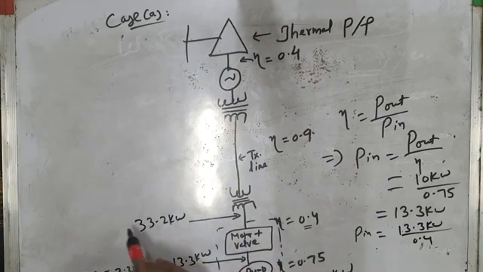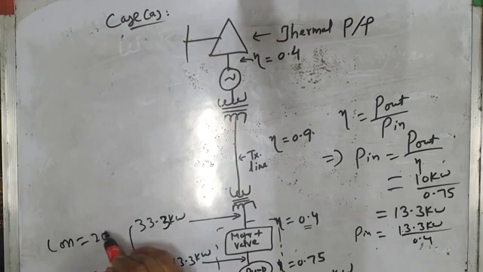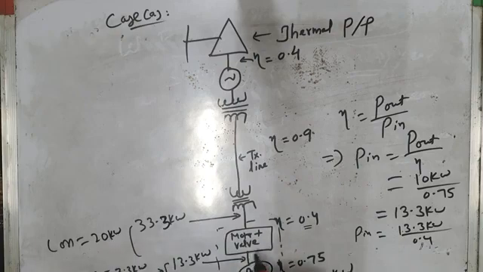So therefore, how much is the loss? Loss is 33.2 kilowatts minus 13.3 kilowatts. So this is 20 kilowatts. So there is a huge power loss in the throttling valve. How much? 20 kilowatts. It's motor plus valve loss, but motor loss is very, very small. Most of the loss takes place in the throttling valve. So it is a very, very large power loss, 20 kilowatts.